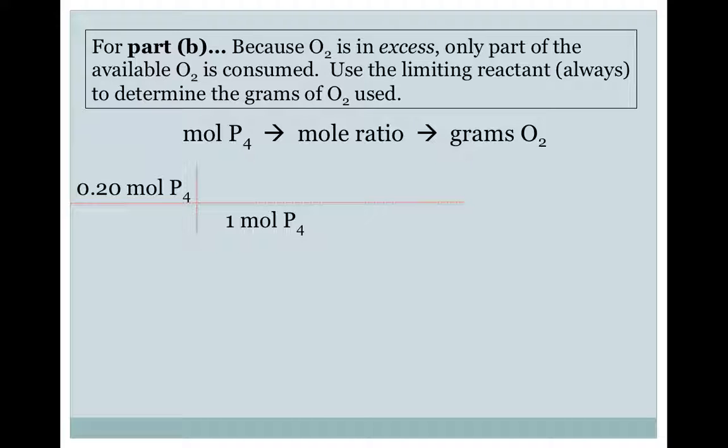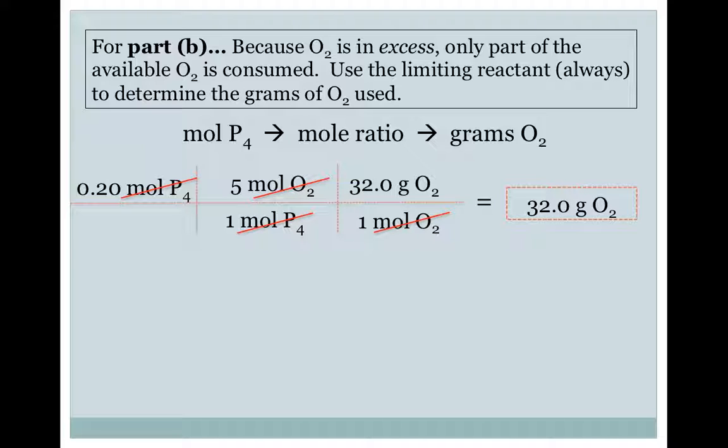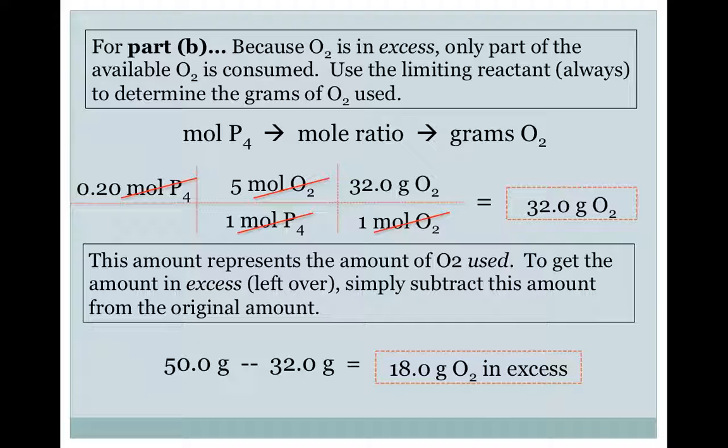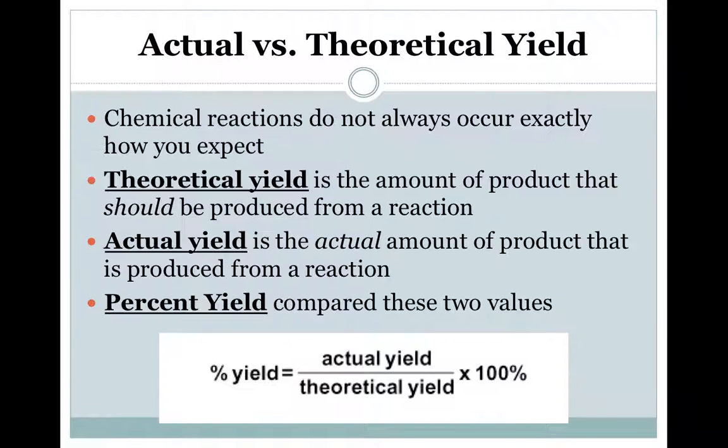So we see 0.2 moles of P4, our mole ratio again, and then I'm going to use the molar mass of O2, 32, to get that you're going to use 32 grams of oxygen. That's how much is used. The problem said how much is left over. So when I go from the beginning, it says I started with 50 grams, 32 grams are used, so I have 18 grams in excess, or left over.